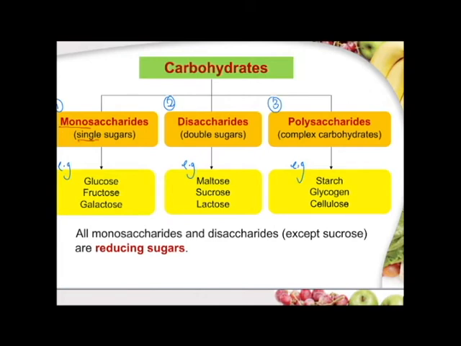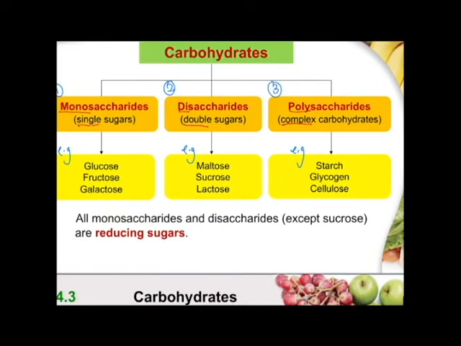Okay. And of course, monosaccharide. If you look at the word mono here, mono means one. That's why it's single. Di means two, double. Poly means complex. So this is how we usually represent molecule size in biology, or even in chemistry when you do organic chemistry. So all monosaccharides and disaccharides except sucrose are reducing sugars.